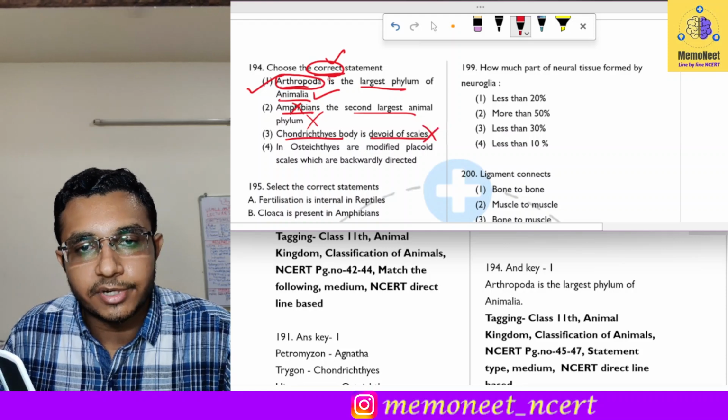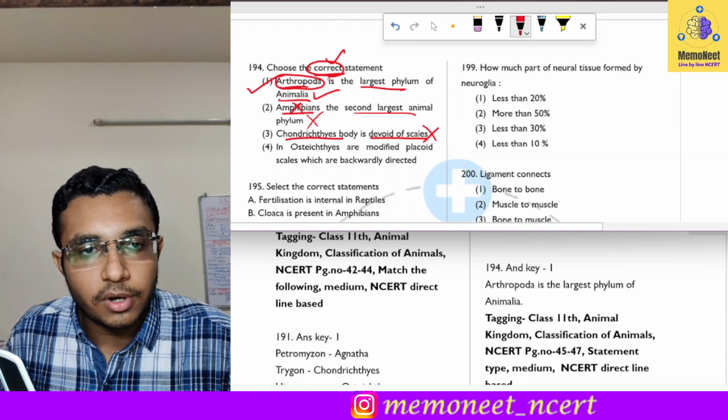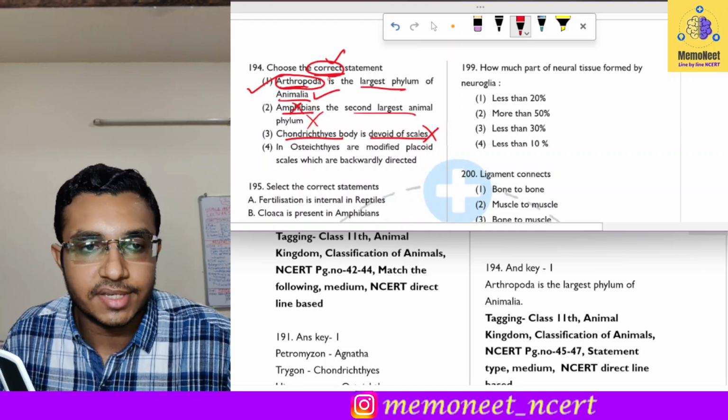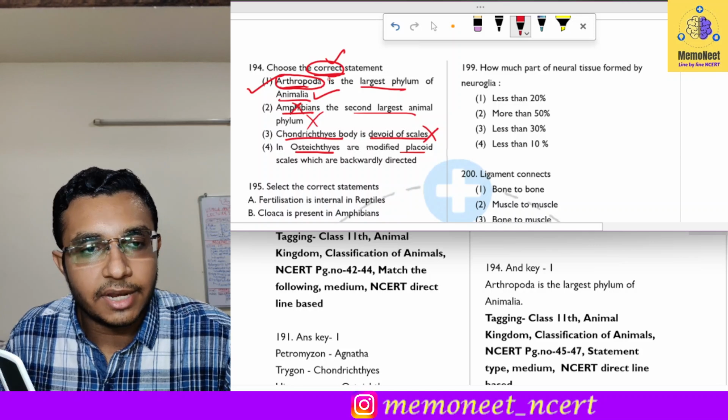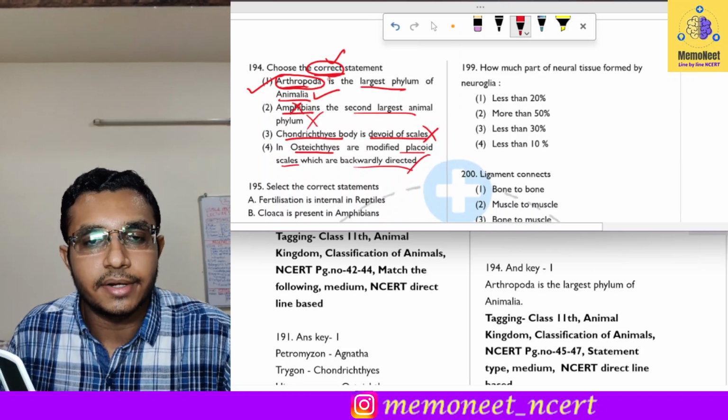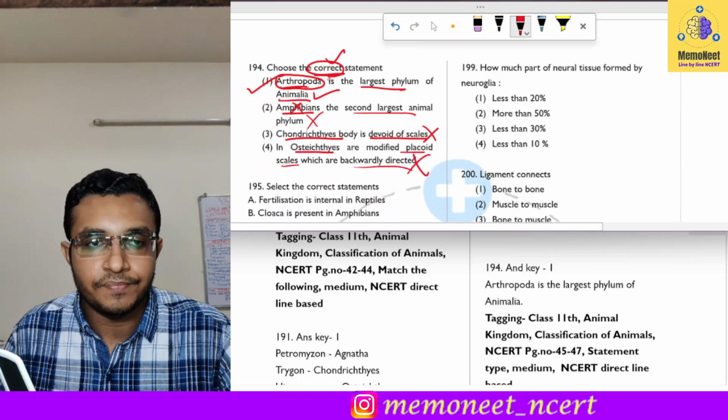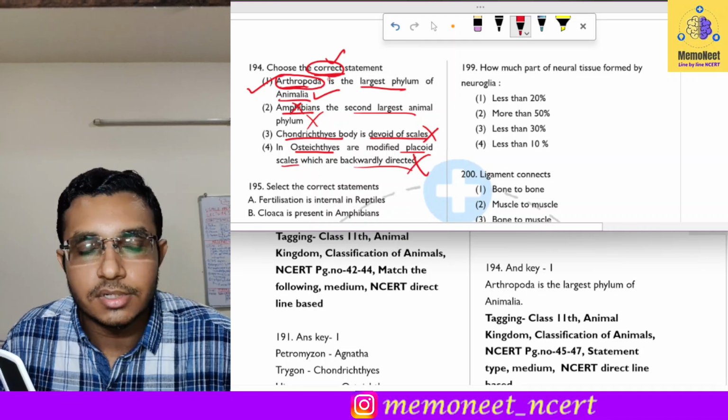So this statement is also incorrect because in the body of Chondrichthyes scales are present. And option 4 is Osteichthyes are modified placoid scales which are backwardly directed. So this is also incorrect. Okay, so the correct answer of this question is option 1.